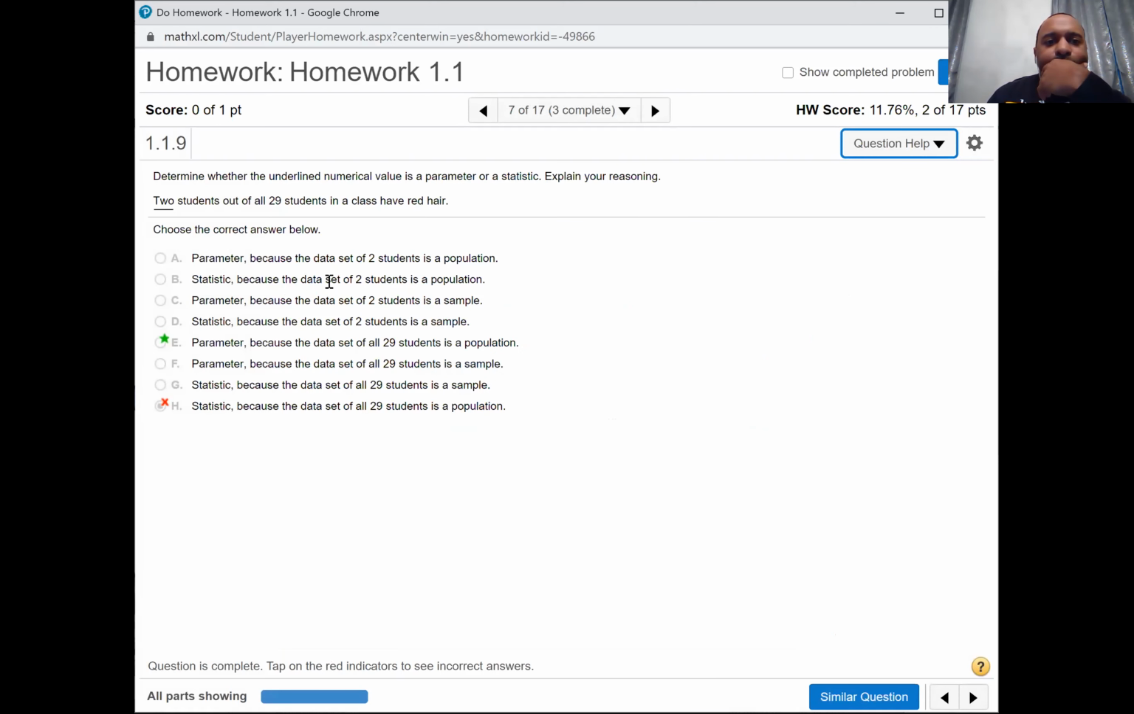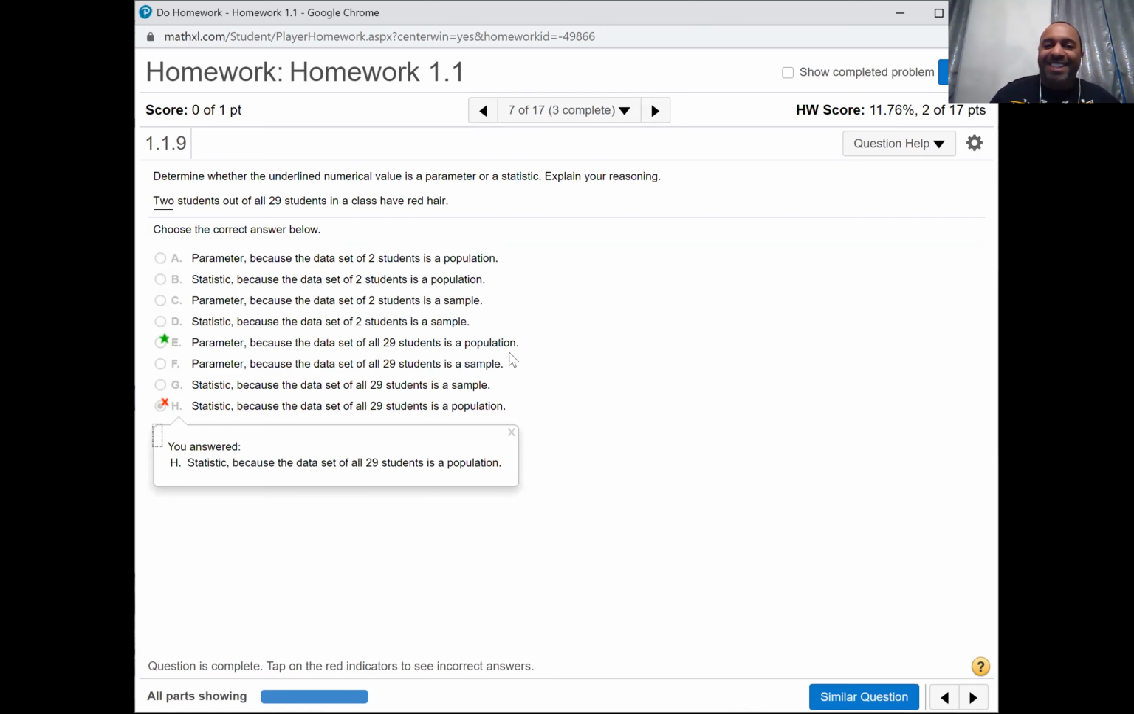So this one is a parameter because the data set of all 29 students is a population. Well, yeah, I guess you just mark that one, chalk it up to the game. I just don't understand why they would go parameter here, because we're talking about 2 students out of all 29 students in the class.